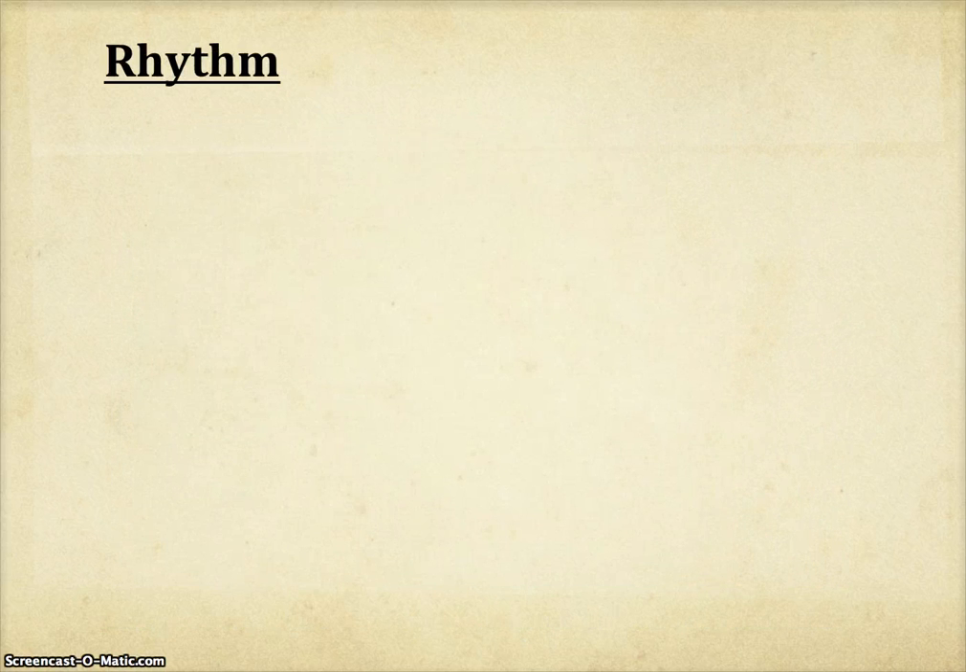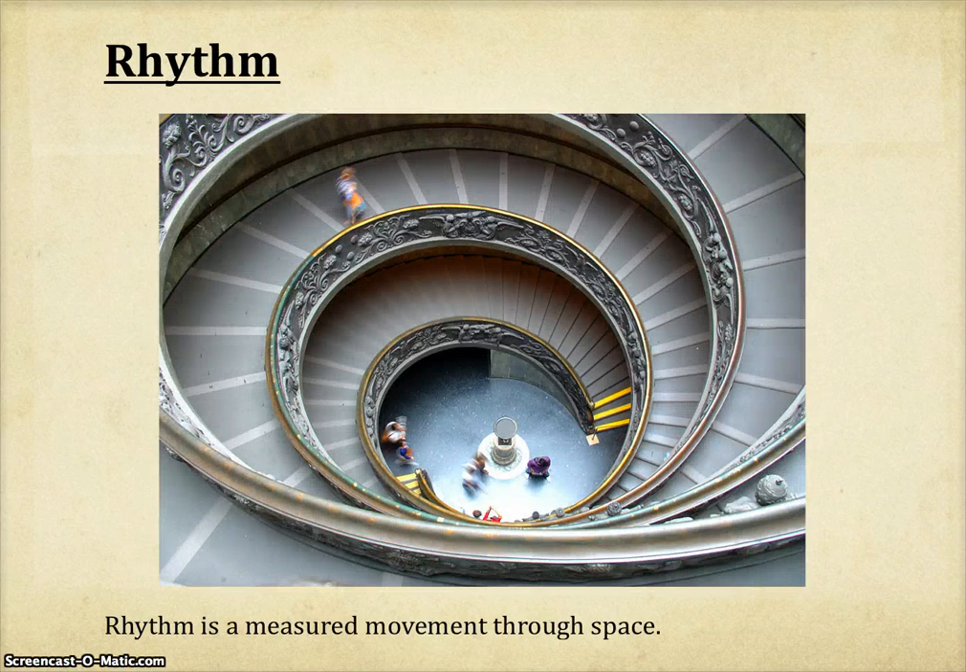The next principle is rhythm. Rhythm is the path that your eye follows through a composition. In this image, your eye follows the steps around the staircase by making measured jumps from step to step.